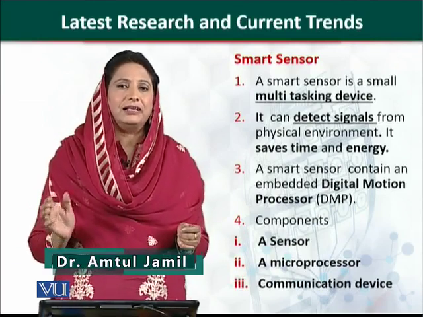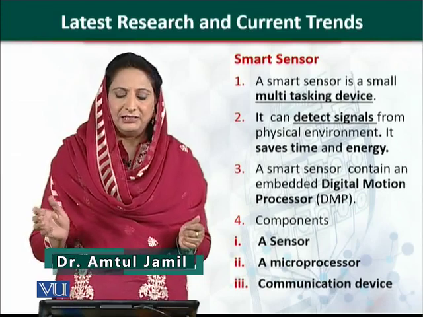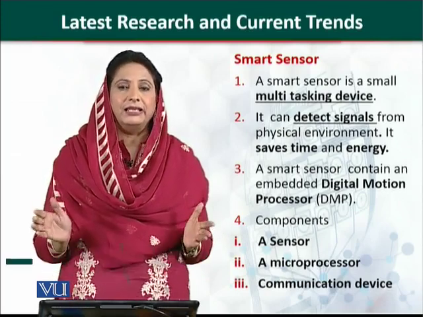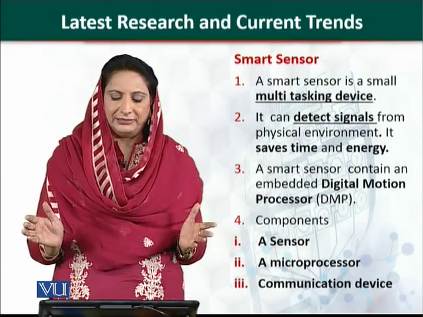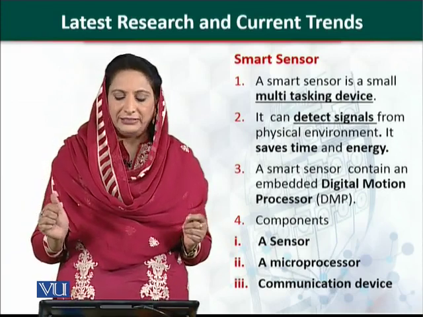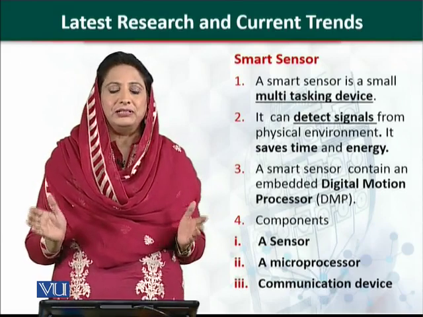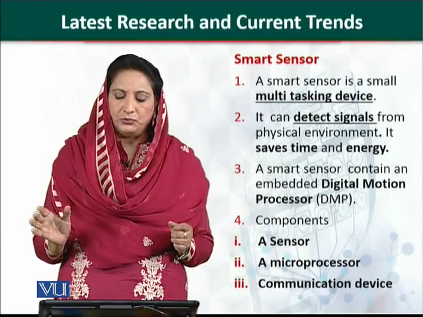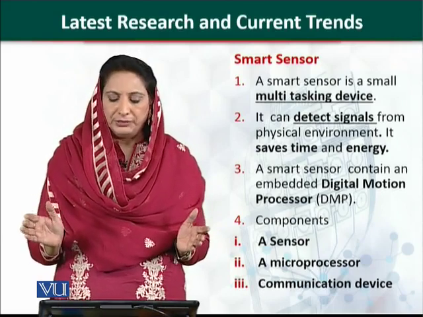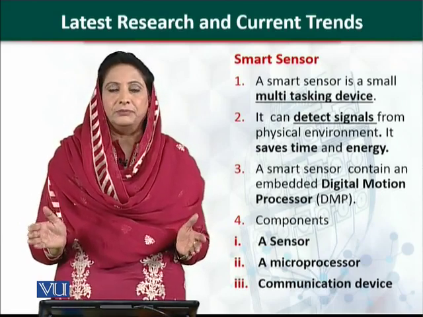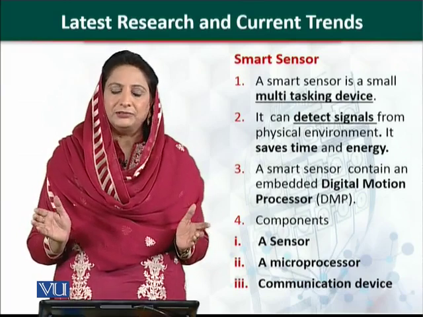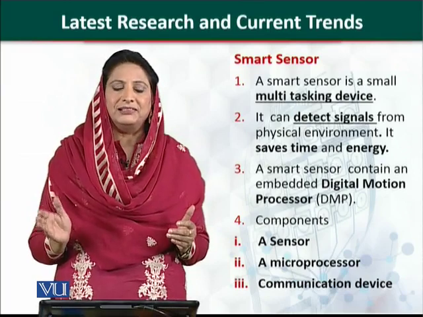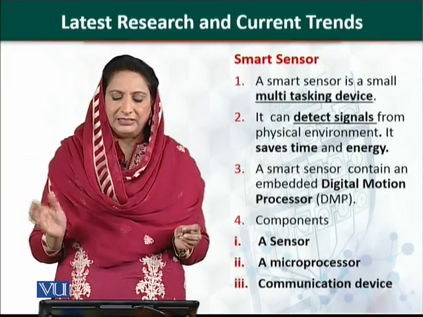Smart sensors are actually small in size, they save our time and they are multitasking devices, यानी कि एक वक्त में ये कई काम कर सकती हैं. They also save energy. So what is special in these smart sensors? There is a component which is known as digital motion processor, DMP, which is attached in the smart sensor. And due to this component, the smart sensors can detect changes in their environment.